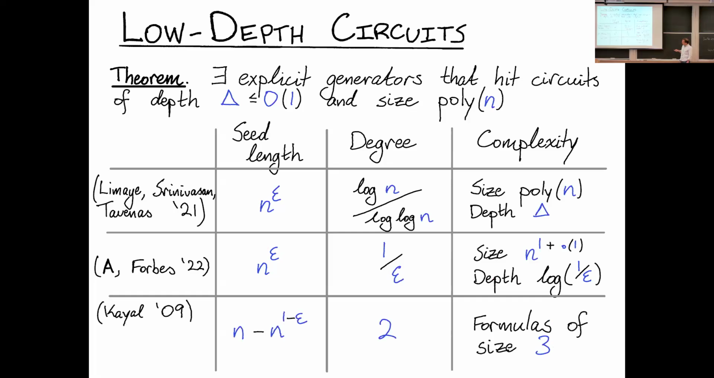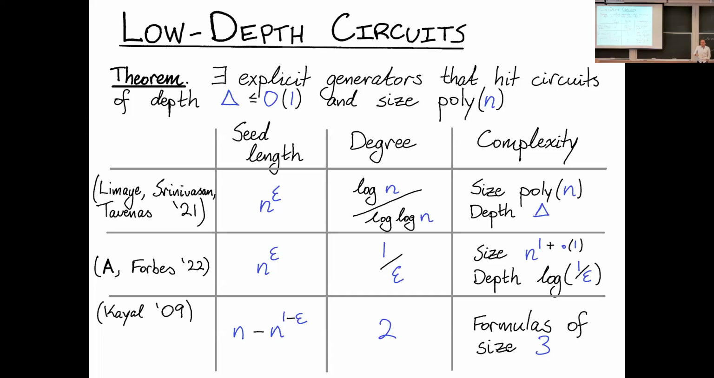There's also a construction which is implicit in some work of Neeraj Kayal from 2009, where he constructs generators in a very different regime of parameters. So Neeraj's work gives you generators where the seed length is much, much worse. You get something like seed length n minus n to the 1 minus epsilon. So there's some sublinear additive stretch for this generator. But the other parameters are really excellent. Every output of the generator is a degree 2 polynomial, and it's actually computable by a formula of constant size, size 3. So here you're getting an extremely simple generator. The seed length is not so great, but everything else about it is really wonderful.